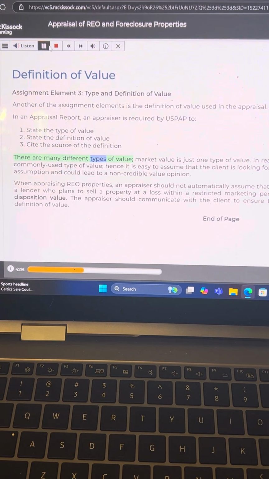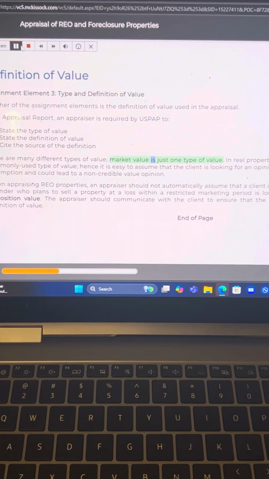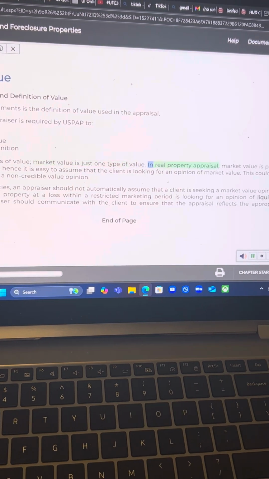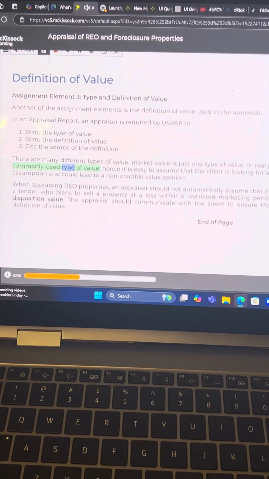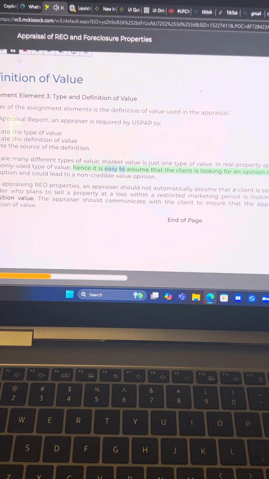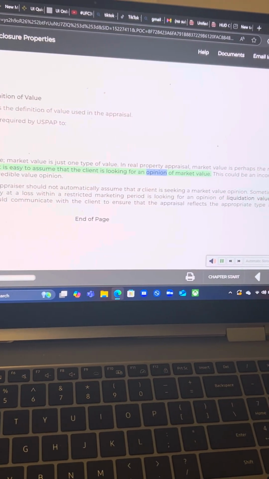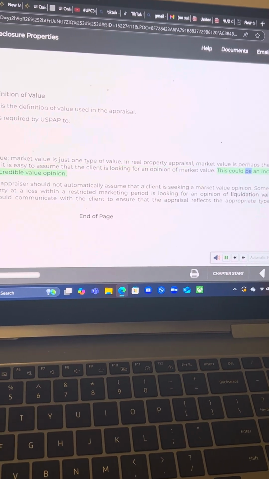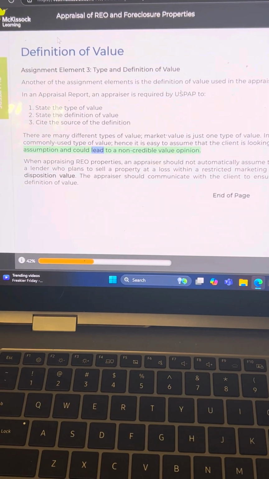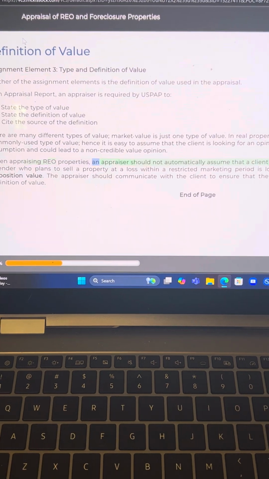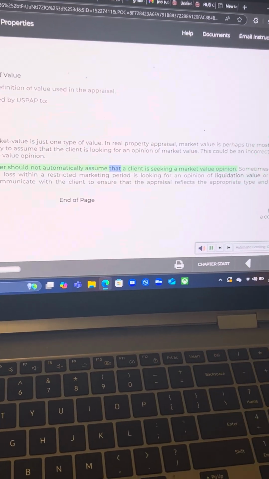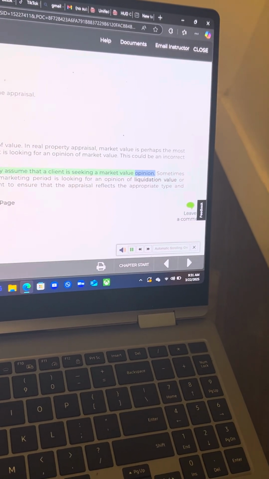There are many different types of value. Market value is just one type of value. In real property appraisal, market value is perhaps the most commonly used type of value. Hence, it is easy to assume that the client is looking for an opinion of market value. This could be an incorrect assumption and could lead to a non-credible value opinion. When appraising REO properties, an appraiser should not automatically assume that a client is seeking a market value opinion.